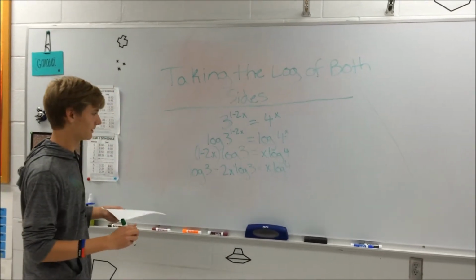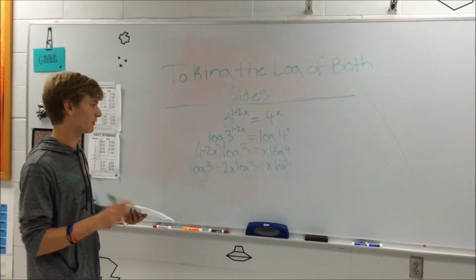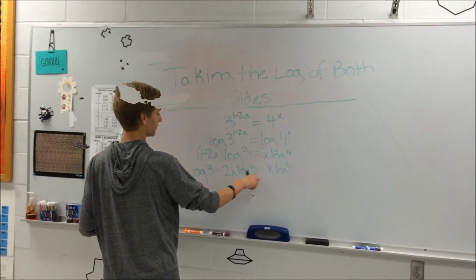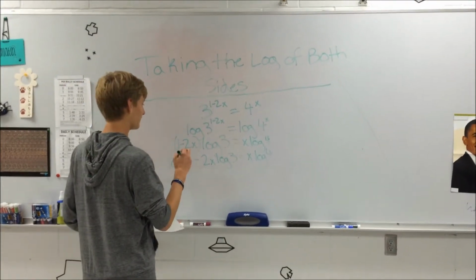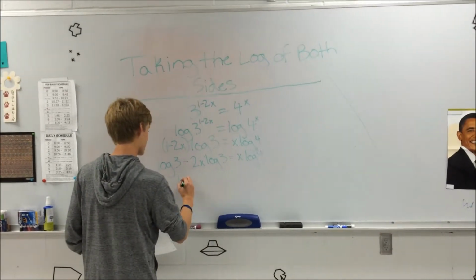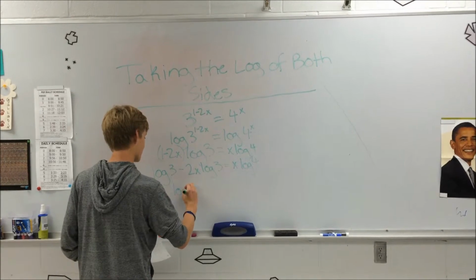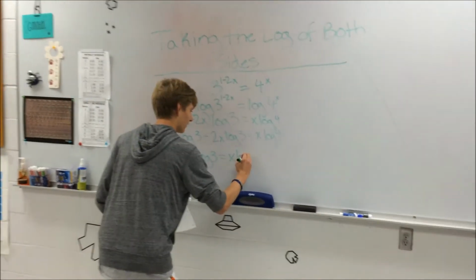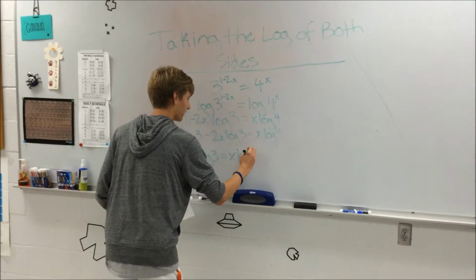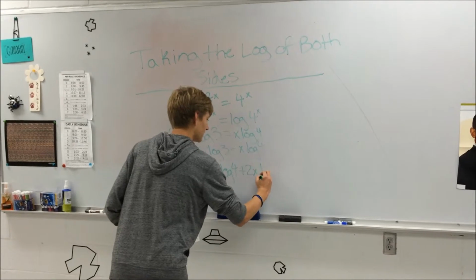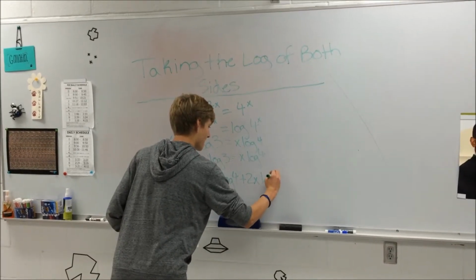So the next step will be getting both the x's on one side. So we'll add the 2x log 3 over to this side. So after we add the 2x log 3 over to the other side, we'll be left with log 3 equals x log 4 plus 2x log 3.